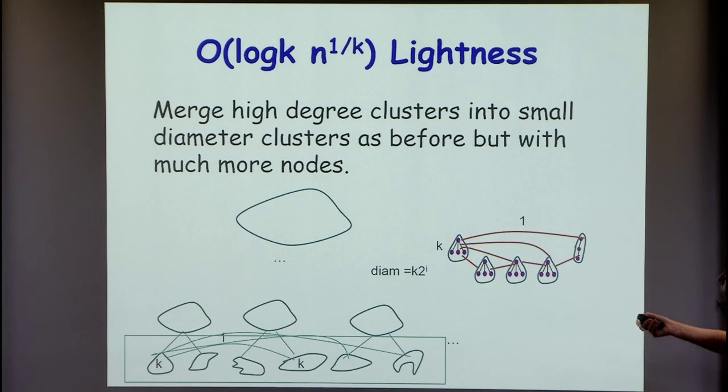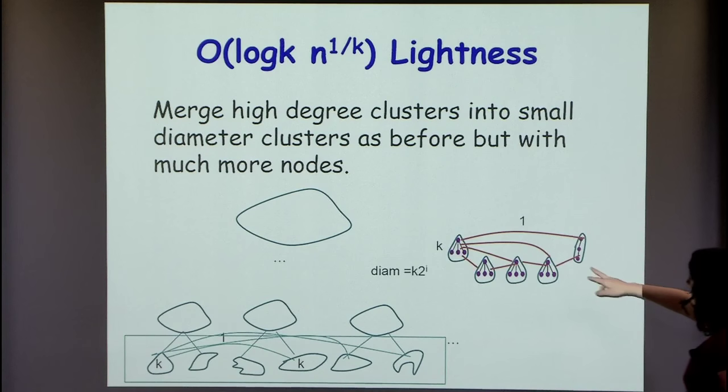So on every node, on average, I want to get n to the 1 plus 1 over k weight, or times log k. So for every node, I can pay roughly n to the 1 over k. So if I construct a spanner here, and on average, for every node, I pay the number of nodes here times n to the 1 over k, then I'm done. So, okay.